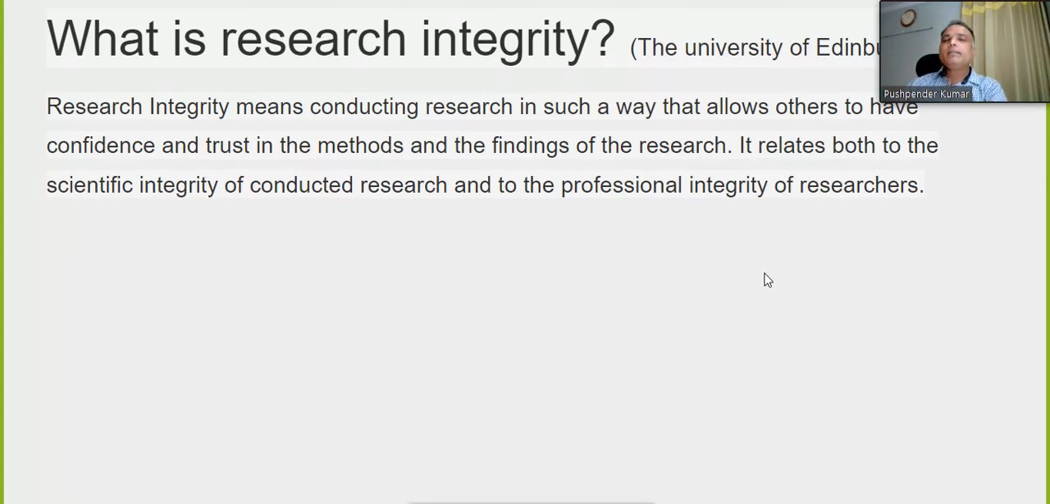So here research integrity plays a very important role in such a way that it allows others to have confidence and trust in the methods. So how to go about it? You need to use scientific methods and present the findings of the research. Whatever findings you see, you need to present to all. So it relates both to the scientific integrity of conducting research and to the professional integrity of the researcher.